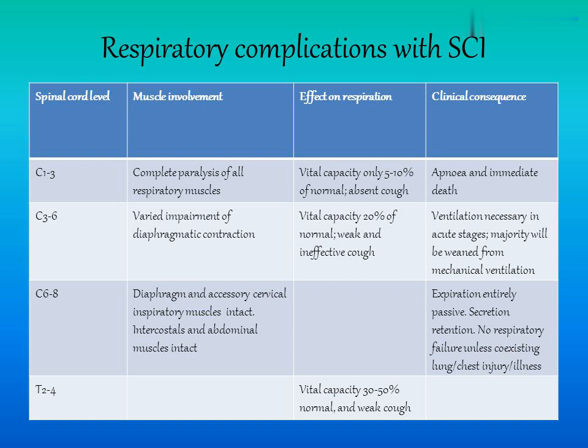C6-8. Diaphragm and accessory cervical inspiratory muscles intact. Intercostals and abdominal muscles intact. Expiration entirely passive. Secretion retention. No respiratory failure unless coexisting lung/chest injury/illness. T2-4. Vital capacity 30 to 50% normal, and weak cough.